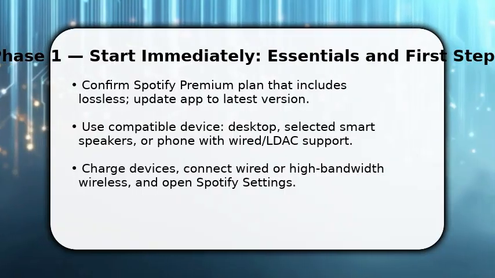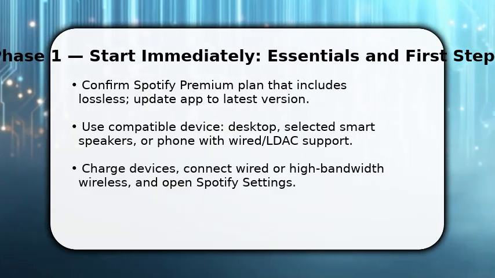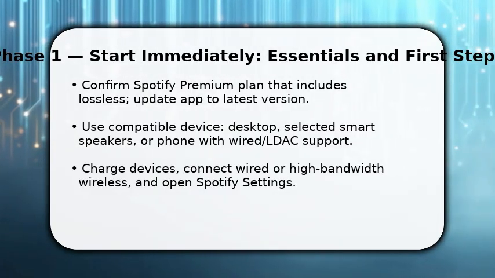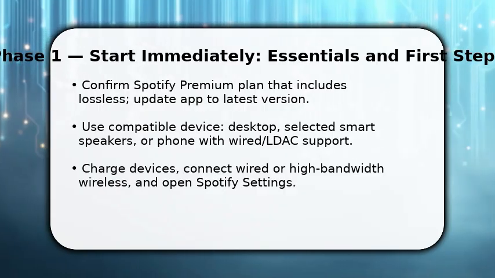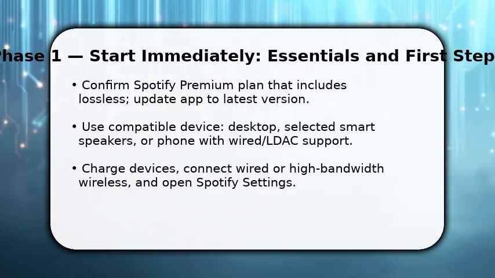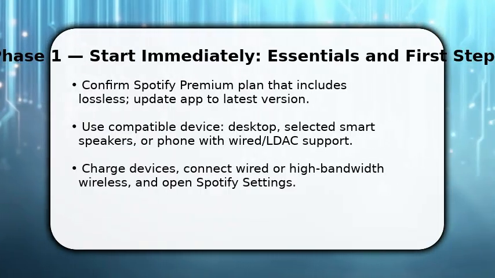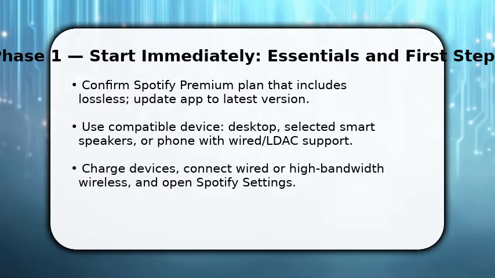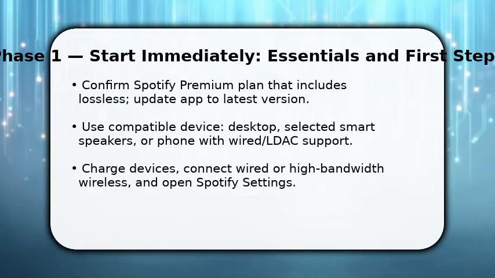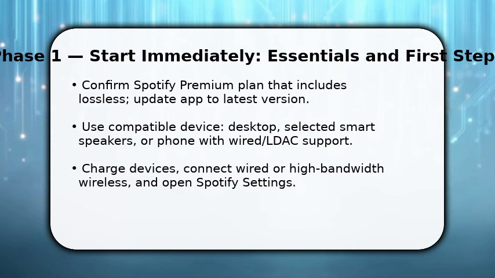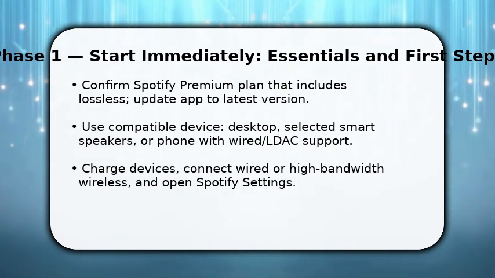You start by confirming your subscription and updating Spotify. This unlocks lossless settings. Once done, pick a compatible output: desktop USB DAC, wired headphones, or phone with LDAC, because Bluetooth SBC will reduce quality. Make sure to connect the chosen device and open Spotify settings. From there, go to audio quality. Enable the highest, very high or lossless toggle, so Spotify streams uncompressed or lossless files where available. This initial step sets the chain for true high-fidelity playback.